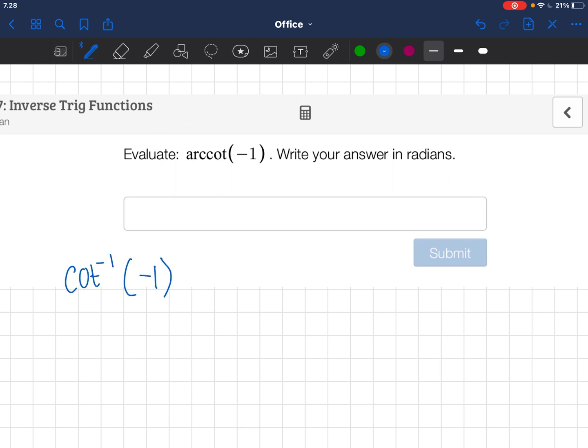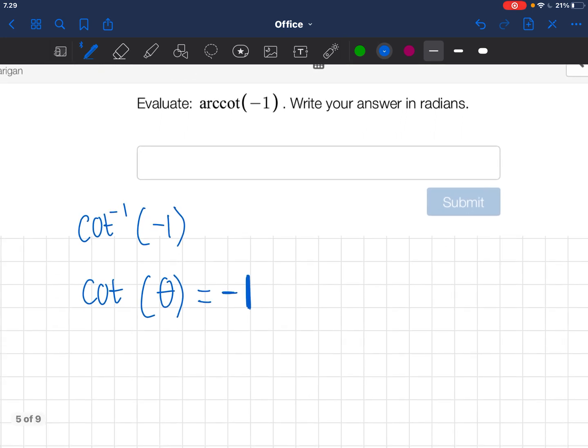Again, do not assume that it automatically pops up in my head what cotangent inverse of -1 is. I have to work it out as well. Okay. So again, we have to make sense of this, right? What does this mean? So it means that we need to find an angle. If we take the cotangent of this angle, it will equal -1.